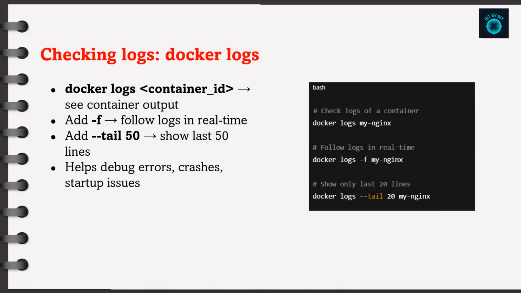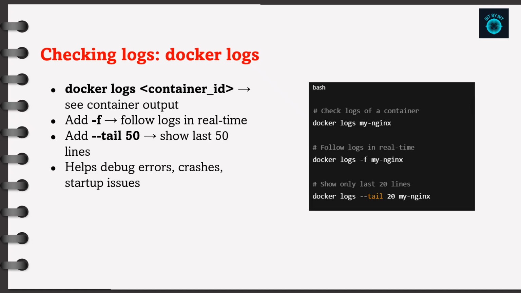Checking logs. Docker logs. When something goes wrong with a container, the very first place you should check is the logs. Docker captures everything the container writes to its standard output and standard error streams. You can see this output using the command docker logs followed by the container ID or name. If you want to watch the logs live as they update, add the -f option.